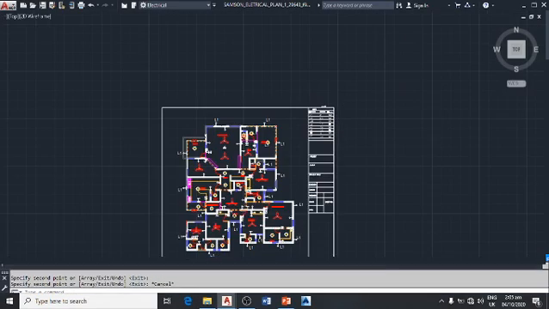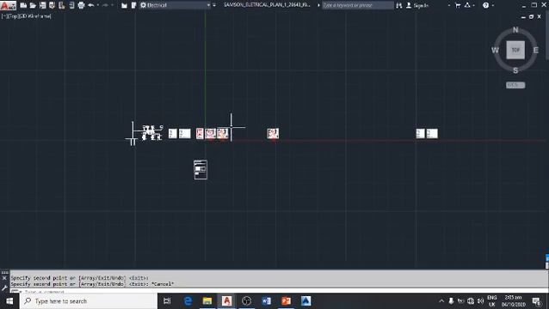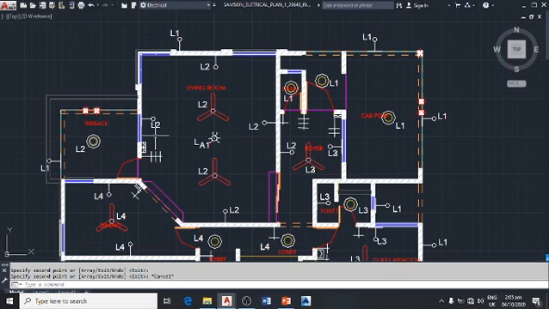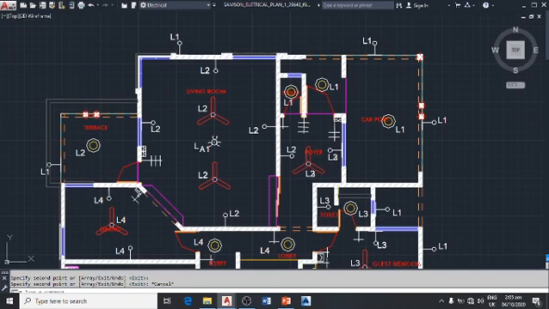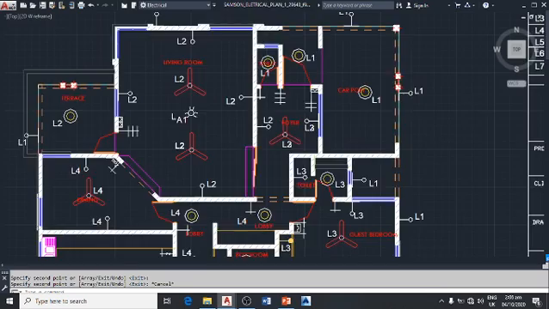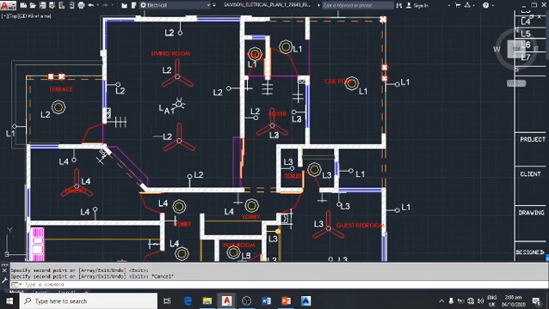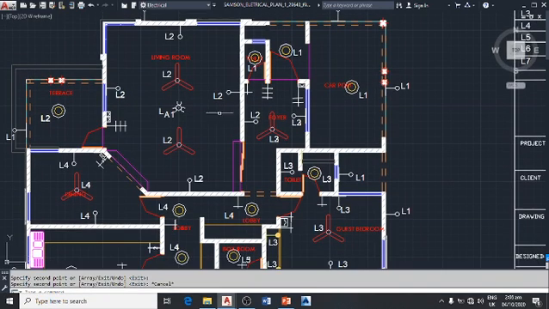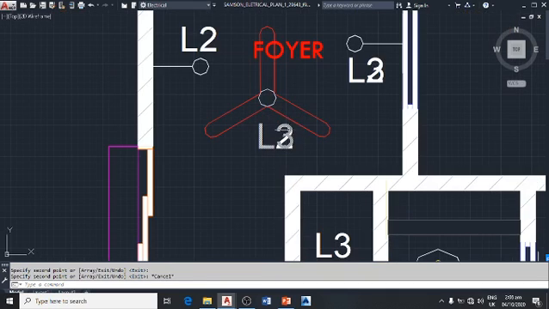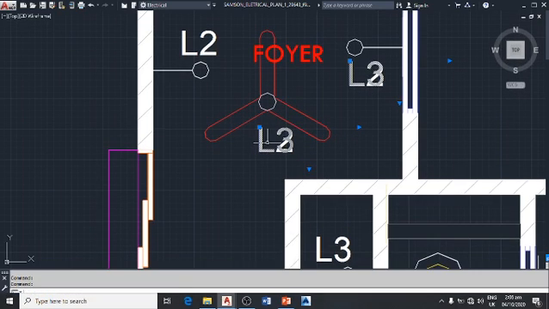Now we go to L2 and do the same thing. We label the L2 for the terrace: 1, 2, 3, 4, 5, 6, 7, 8, 9. So that's 9. Then let me see, 1, 2, 3, 4, 5, 6, 7, 8, 9, 10. Okay, I think it's 8. We'll remove this 2. I'll remove it.